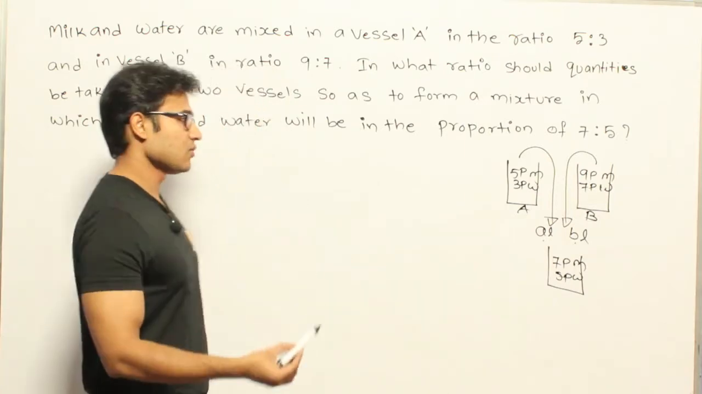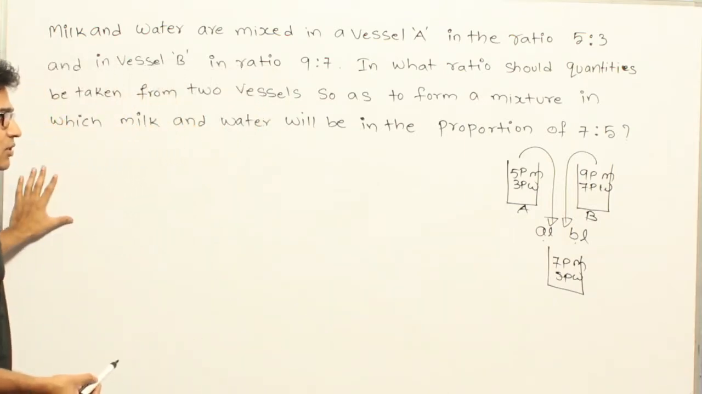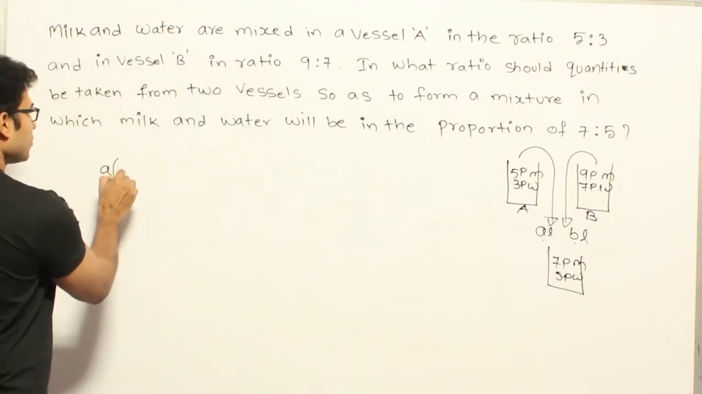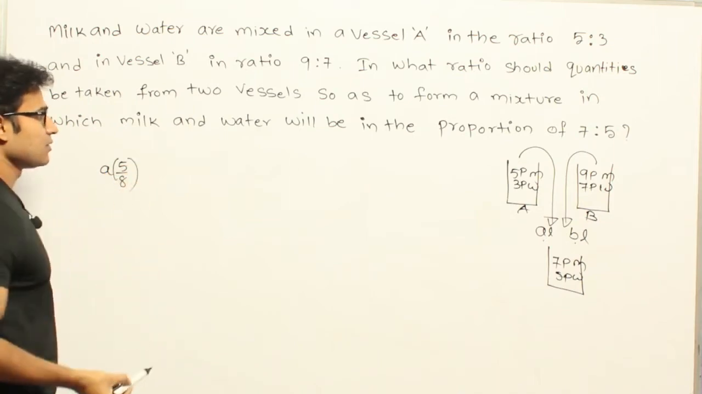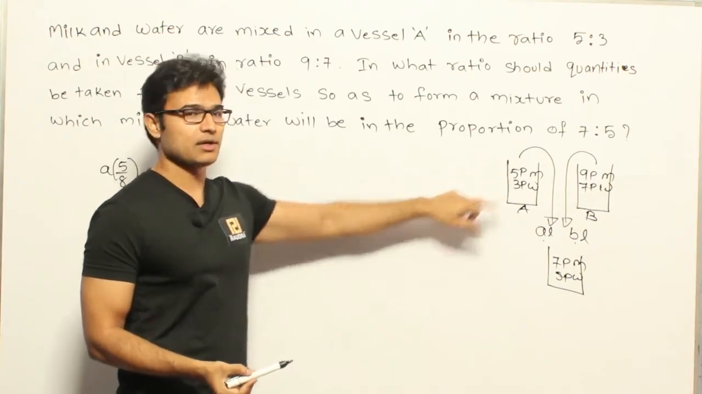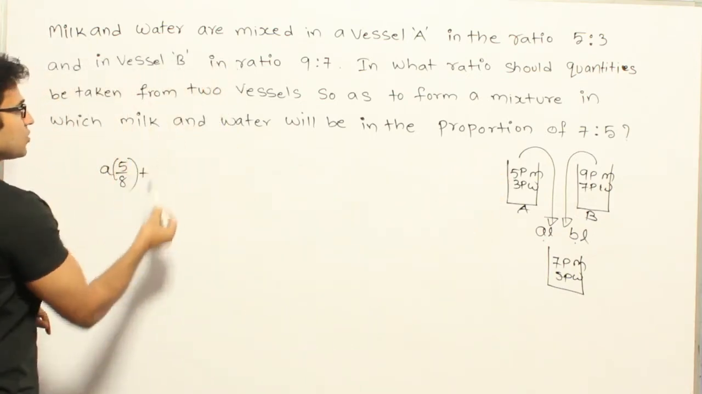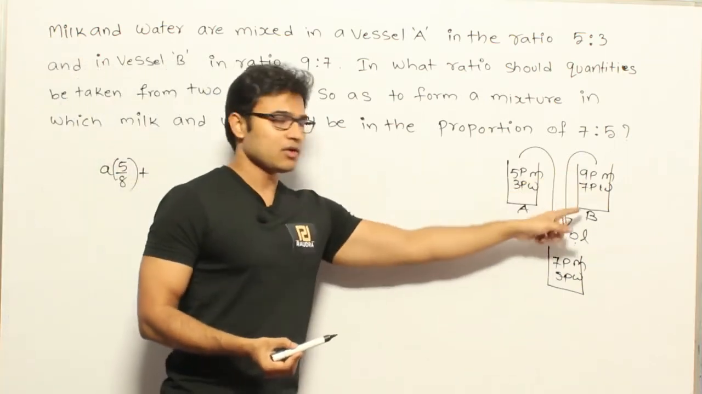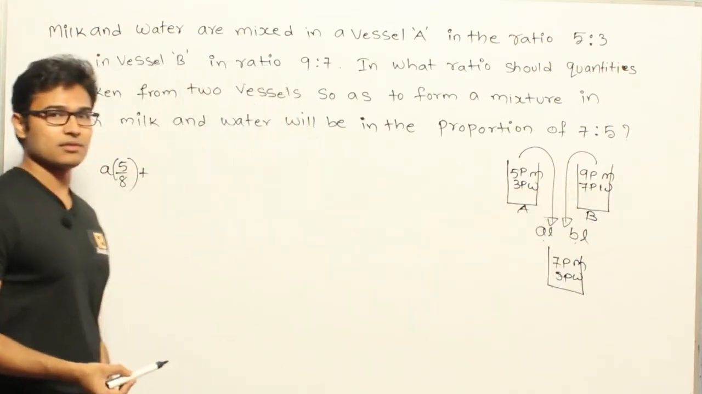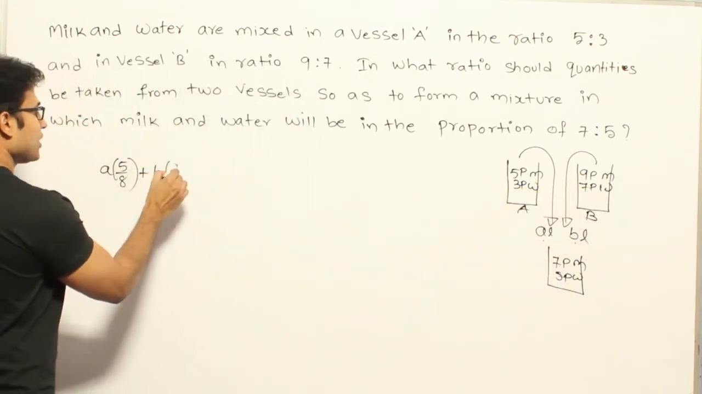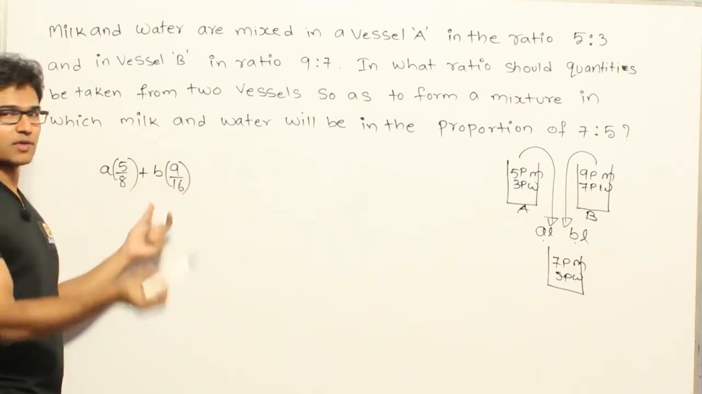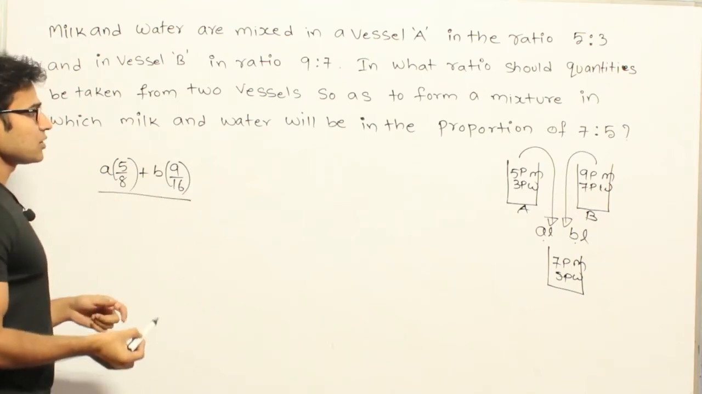You can apply that. What I mean to say is, what is the total milk you are going to get if you take A liters from here? So total milk equals A into 5/8, isn't it? Since it is in the ratio of 5:3, the milk will be 5/8 of it, right? Plus what is the total milk you are getting from this one? If you assume that you are taking B liters from this, then it is going to be B into 9/16. This is the total amount of milk you are going to get from the second vessel, divided by the total amount of water.